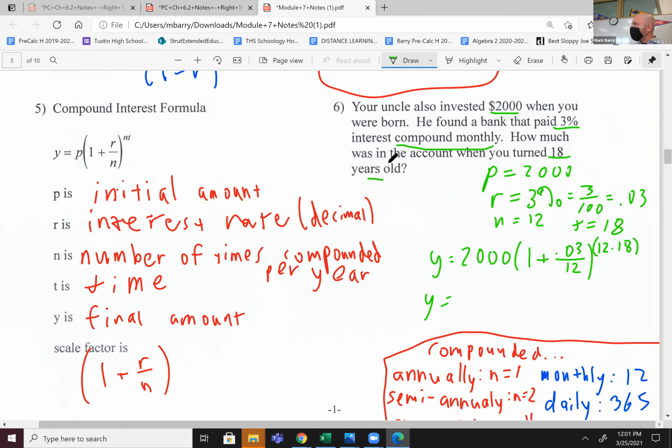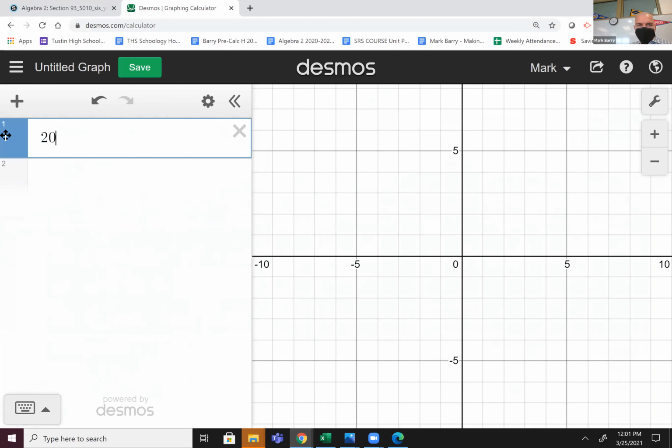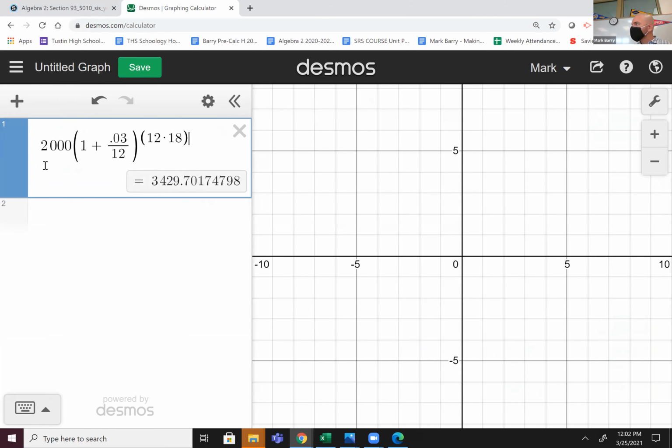All right, so now we just need to type that into a calculator and see what we get. All right, so I got 2,000 times 1 plus 0.03 divided by 12 to the power of 12 times 18. Does that look like how I wrote it? I would say yes. So we got 3429.70.